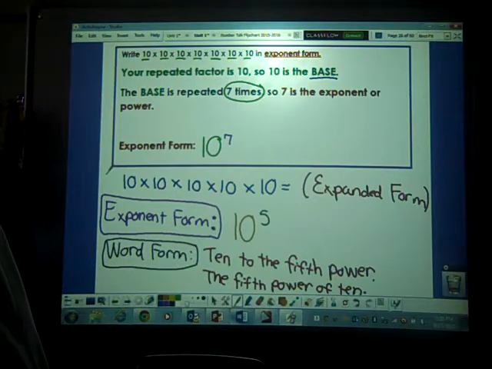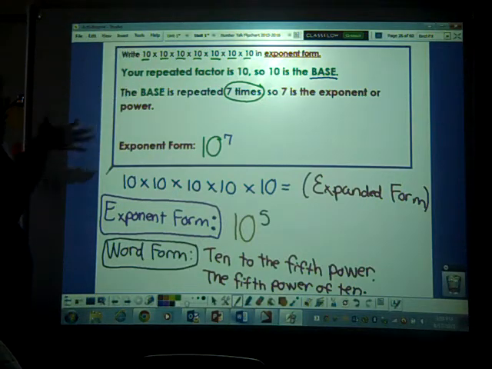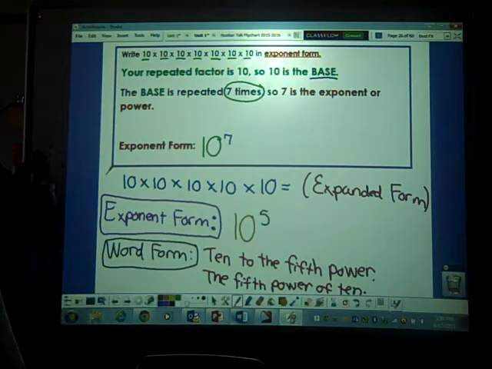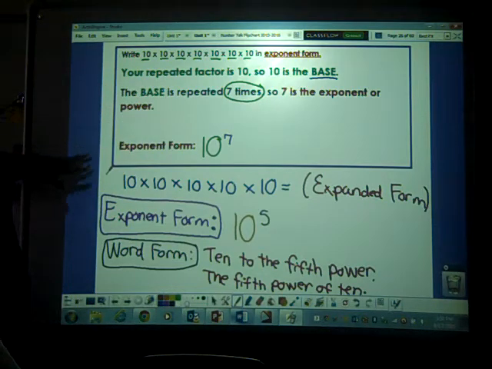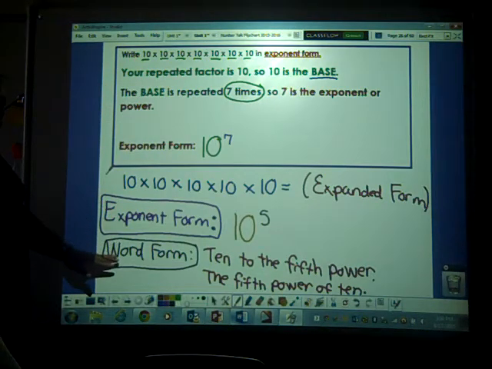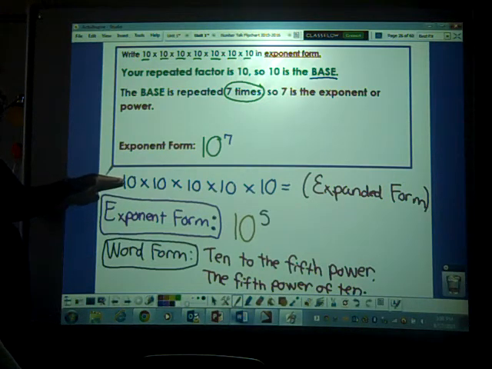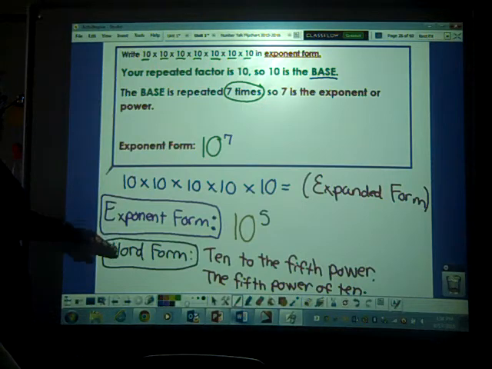I know it was kind of jumbled up, but just pause the video, lean in if you have to, and copy this down. I tried to make sure everything was big enough so you guys can see it. Sometimes I can write ginormous, so excuse me on that. But we have an exponent form, and we also have the same thing in word form, and here it is in expanded form.